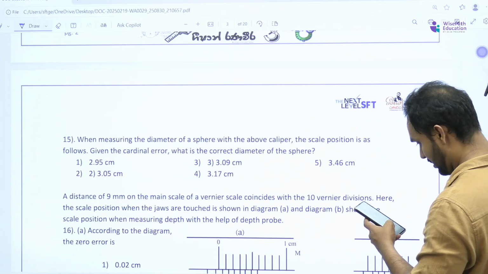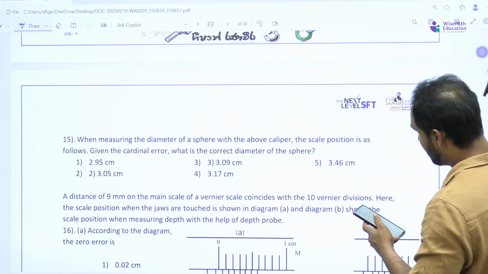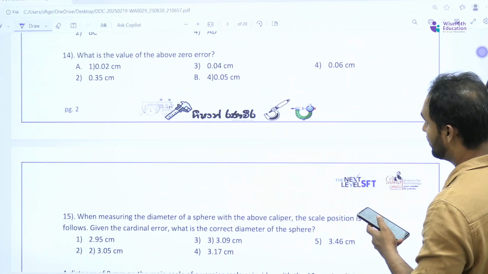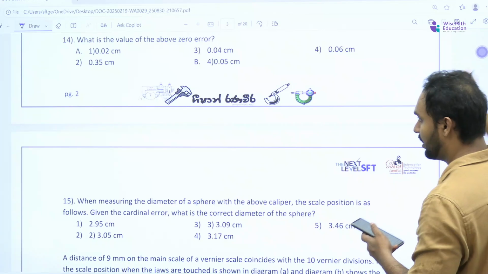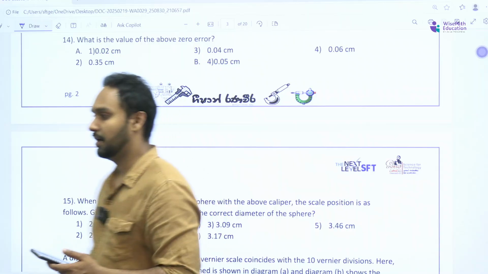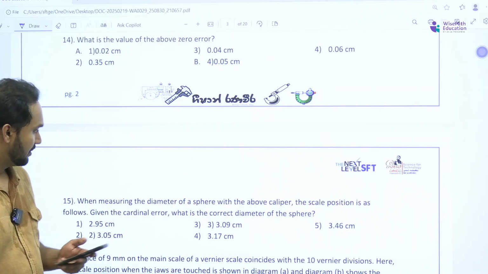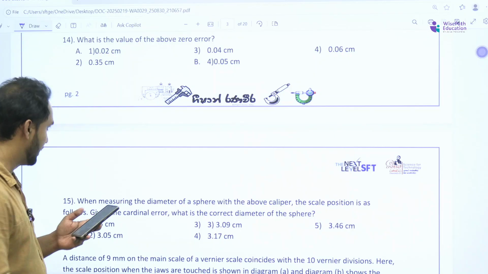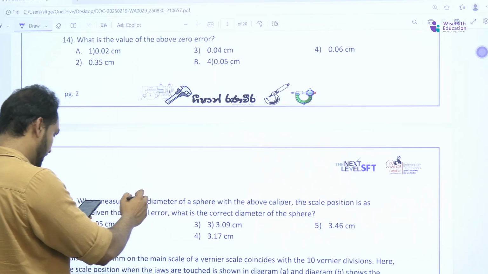There's a 15 there. I think 15 is missing, right? Question number 15, the diagram is missing, right? Starting from question number 15, the diagram is missing. So I am going to draw it. So, this is the diagram they have given.